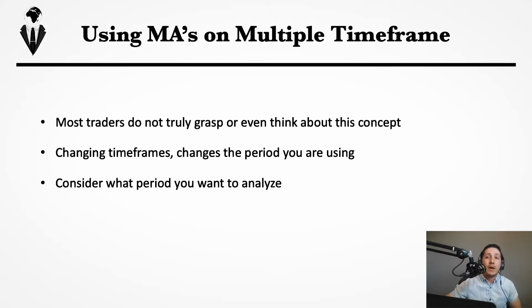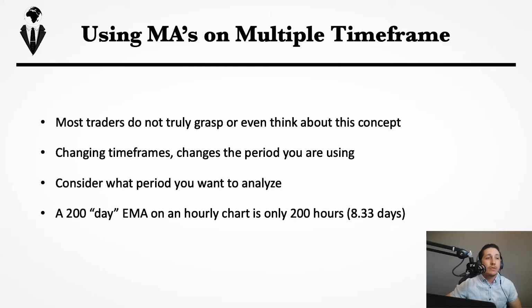If you're dropping down from a daily to an hourly, you're going to be looking at a different moving average, right? A 200-day exponential moving average on an hourly chart is only 200 hours. You're not looking at 200 days anymore. You're actually only looking at 8.33 days. So it's a huge difference when you drop down time frames.